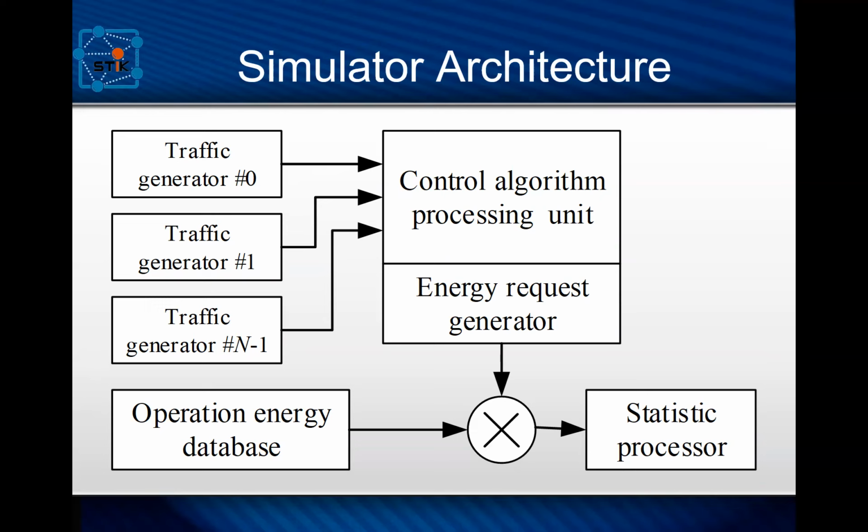Each operation of the control algorithm executed in the control module leads to retrieving data from the database presented here regarding the energy consumption of the specific operation. This information, from the database and from my request generator, is then sent to the statistics processor, where this energy is summed to obtain the total energy per operation.